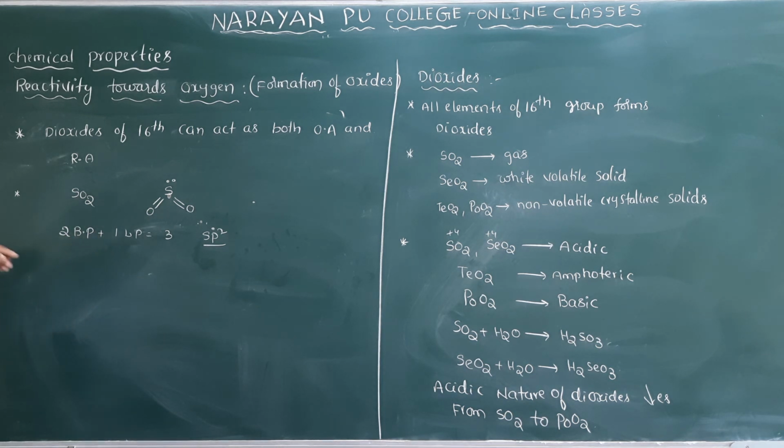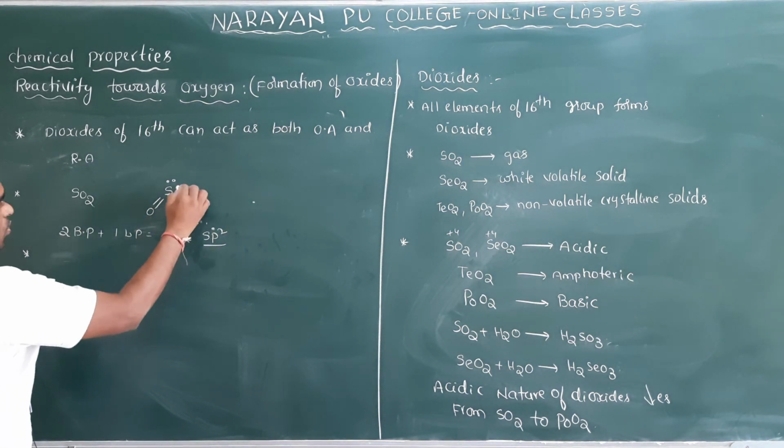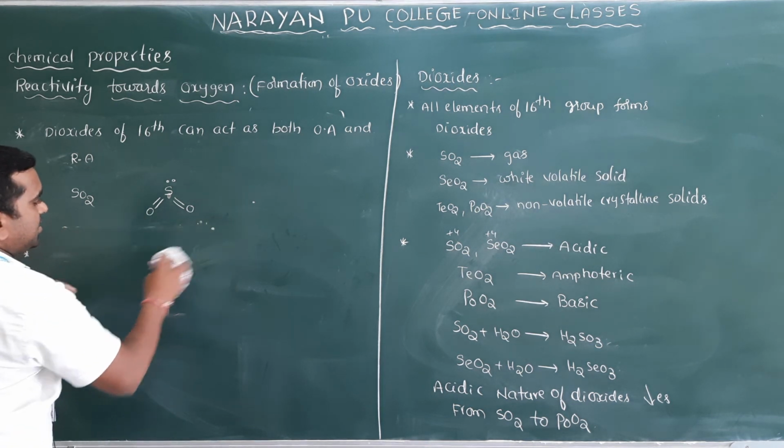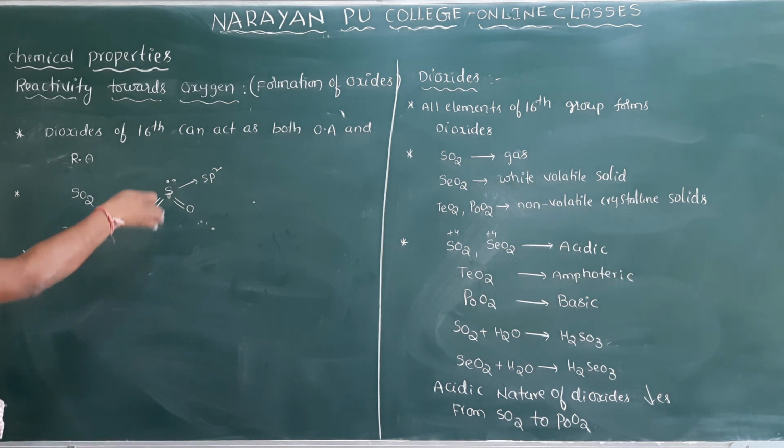So what is the shape of this molecule? Angular shape or bent shape you can write. Bent shape. And this is sp2 hybridization. I will not write all details here. So it is sp2 hybridization, angular shape you can write. And in which state is it? It is in gaseous state.